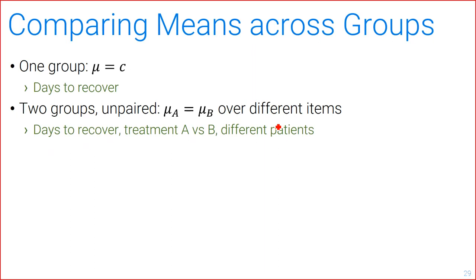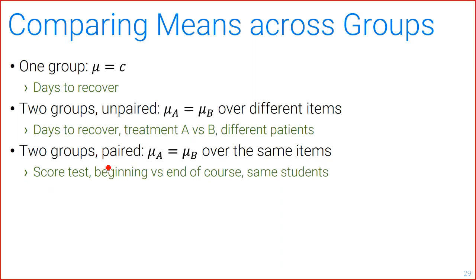If there is a relationship between the items, then we talk about a paired case. So for example, we could be interested in testing differences in score tests for the same students. The two groups, the two conditions, would be the beginning of the course or the end of the course. What this means is that every observation in group A is linked to an observation in group B, so we could actually put them in pairs. For this one student, we have the test before and the test after. This is what we call the paired case.